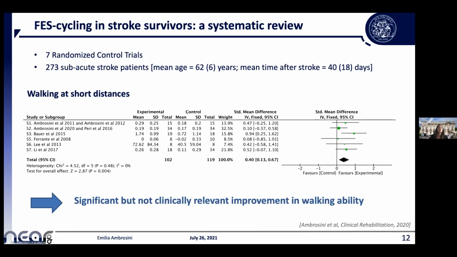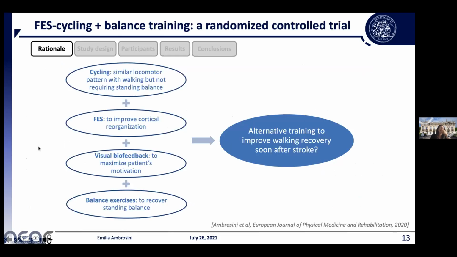Among these studies, you have seen that some were carried out by our group, and I would now like to focus on one of them, published in the European Journal of Physical and Rehabilitation Medicine in the same year. This is a randomized controlled trial that was included in this systematic review. In this study, we proposed a multimodal intervention that combined FES cycling and balance training. Why did we combine them? What was the rationale for proposing this type of intervention for subacute stroke survivors?